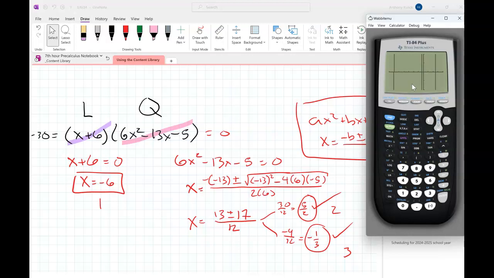Here's the catch. All zeros aren't real numbers. You can also have complex or imaginary zeros, and you're never going to be able to find those just looking at the graph on your calculator. That's where we're going next.